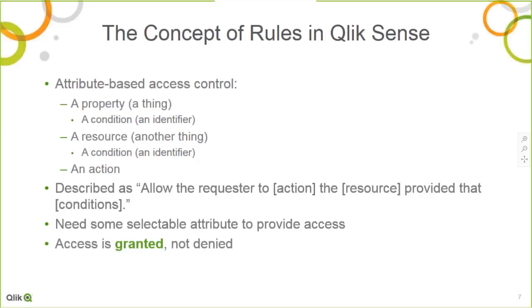Access is granted, not denied. So a consequence of this is if a user can see something and they shouldn't, that means there's a rule that's giving them that access. So you'll need to audit that, whatever that is that the user can see, and see what rule is providing them access and make sure that the rule is written to exclude that.